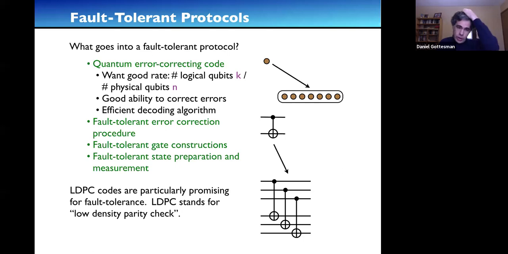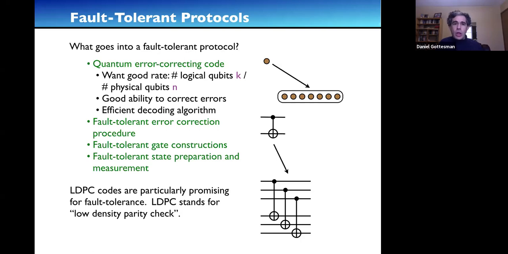And moreover, we need ways to do the computation without losing the protection against errors. So we need fault-tolerant gate constructions. We need to be able to prepare the initial states and other ancilla states that we need during a computation in a fault-tolerant way. We need to measure in a fault-tolerant way.